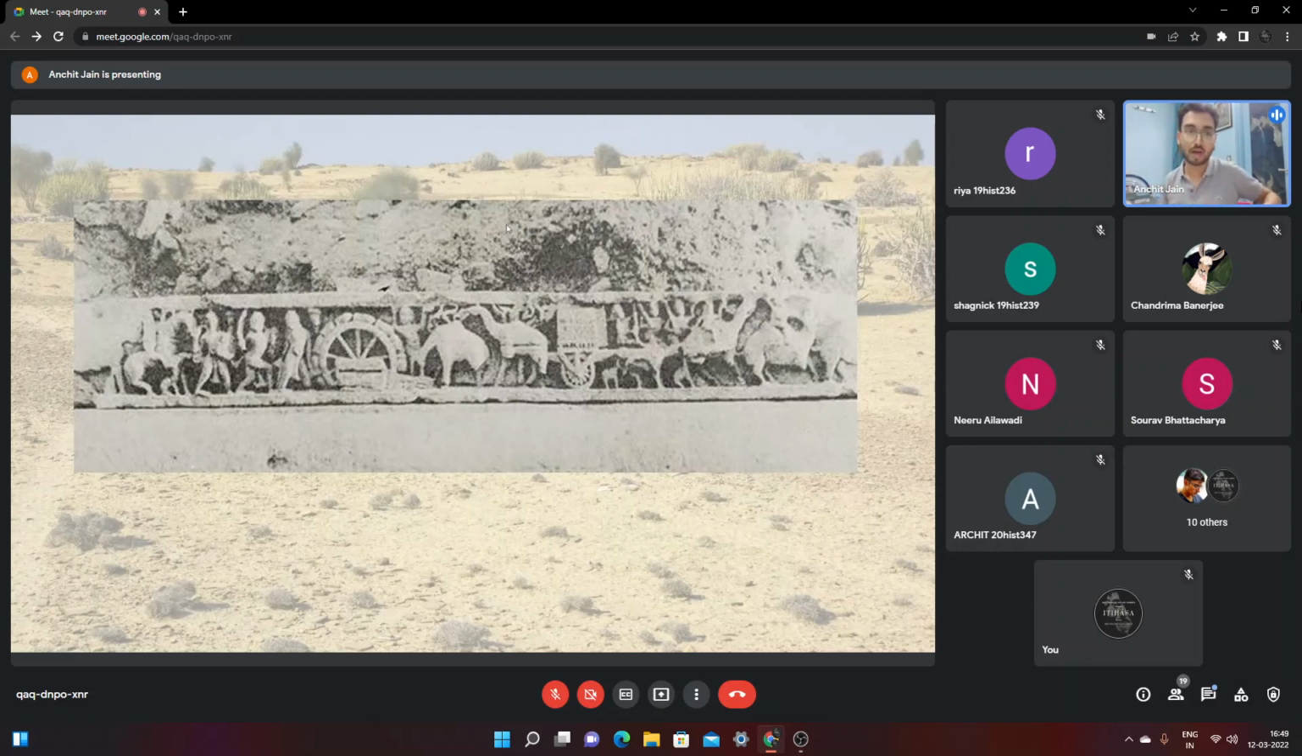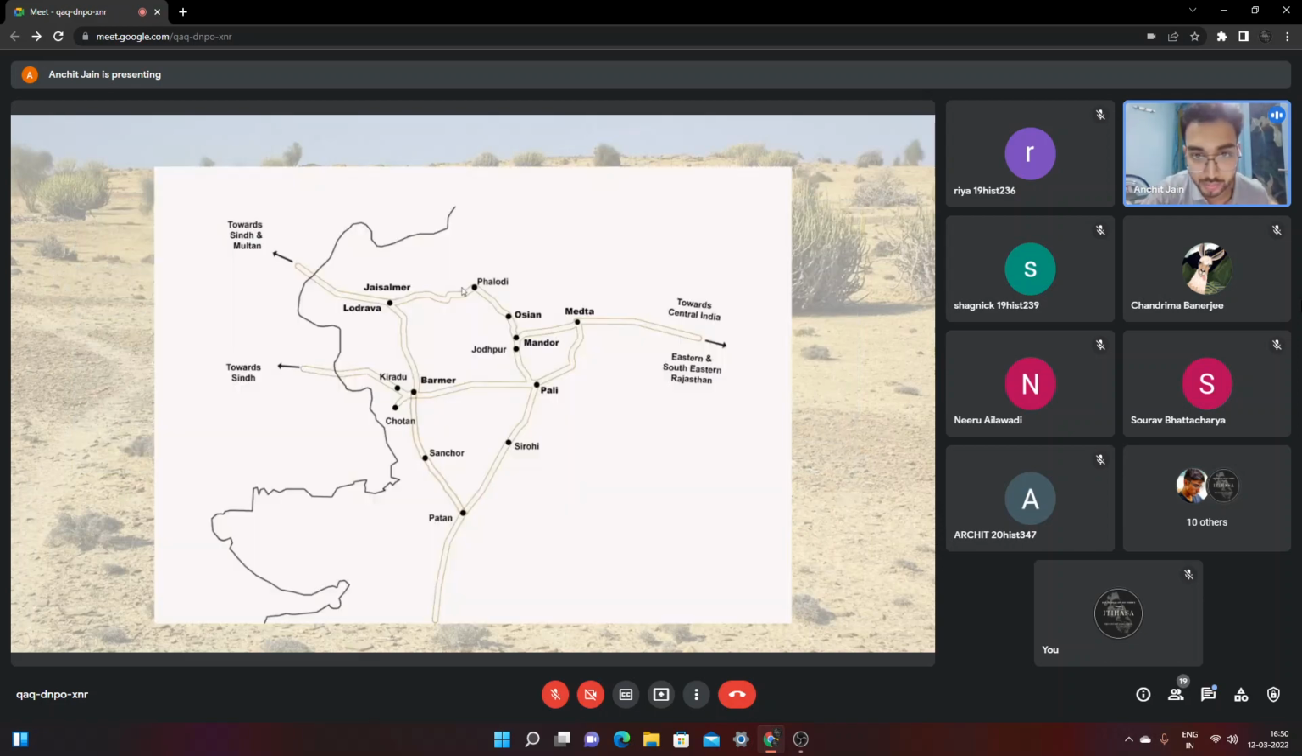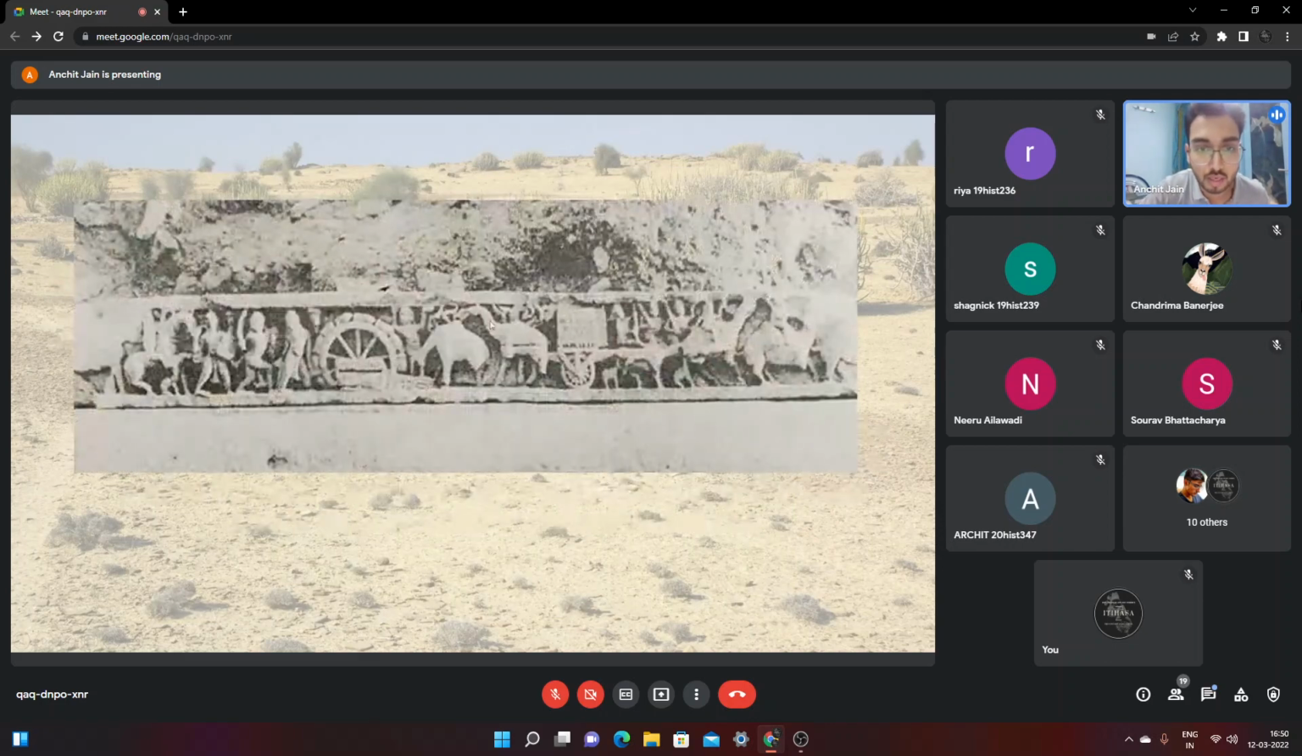So I want to show this one relief. This is from a 9th-10th century temple from Mandor, which is located on this trade route network. If you see this, there are two camels shown here, and camels taking part in certain military procession as also in the caravans. So this is interesting.